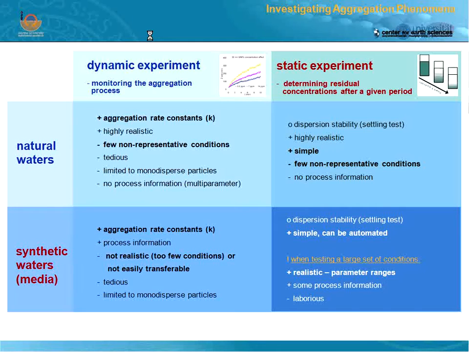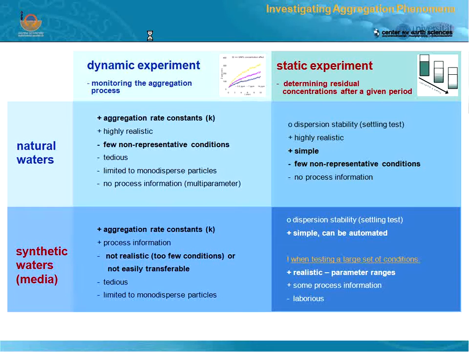We can do these experiments in natural waters or in synthetic waters. When we are doing these experiments in natural waters, fine, perfect, great. We are measuring the reaction of the particle in exactly that water, Santa Barbara Bay or a lagoon or whatsoever. It's a great thing, but it tells me nothing about how it will probably react in the Hudson River. I cannot directly transfer the result to any other condition.